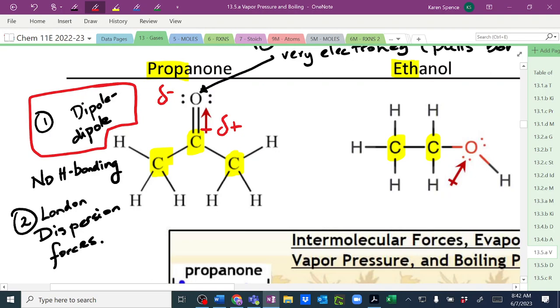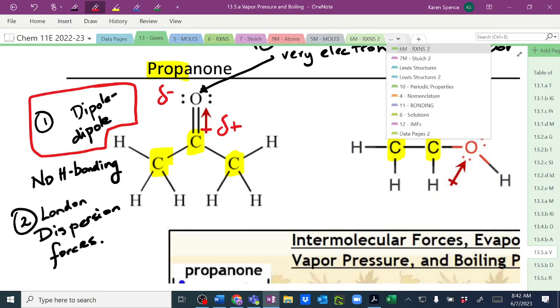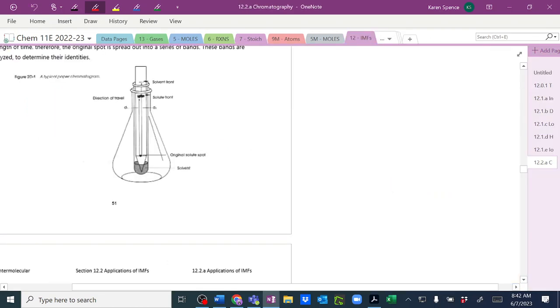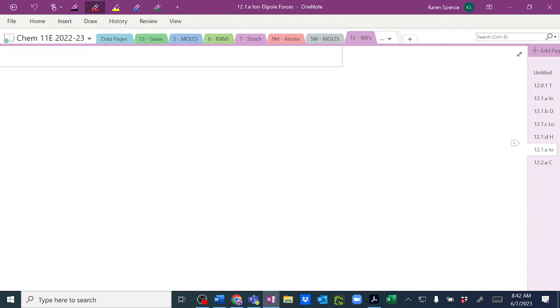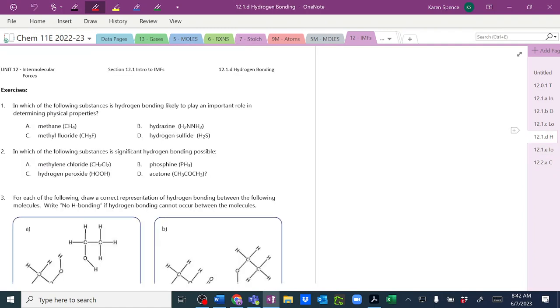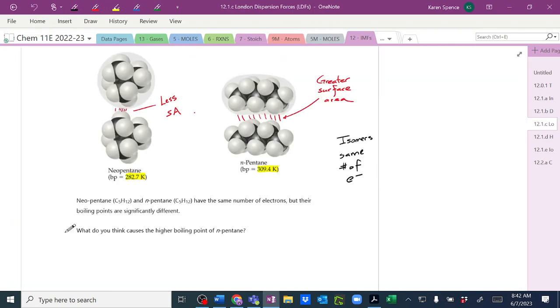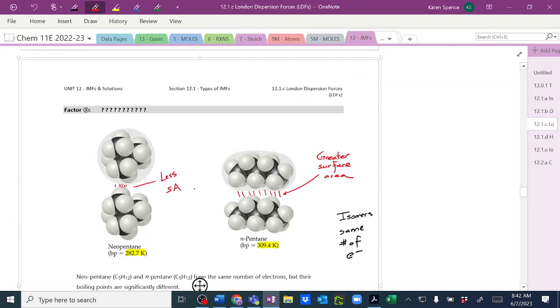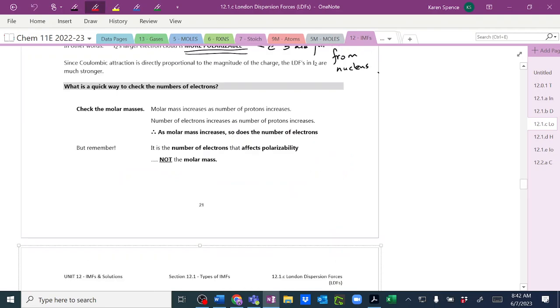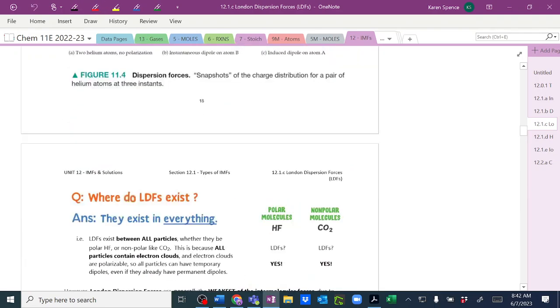What were the London dispersion forces? Okay, so London dispersion forces are caused by the temporary motion of atoms. Let's see, do we have IMFs here? What do I even have in here? This doesn't look very promising. Oh, here we go, temporary dipole.